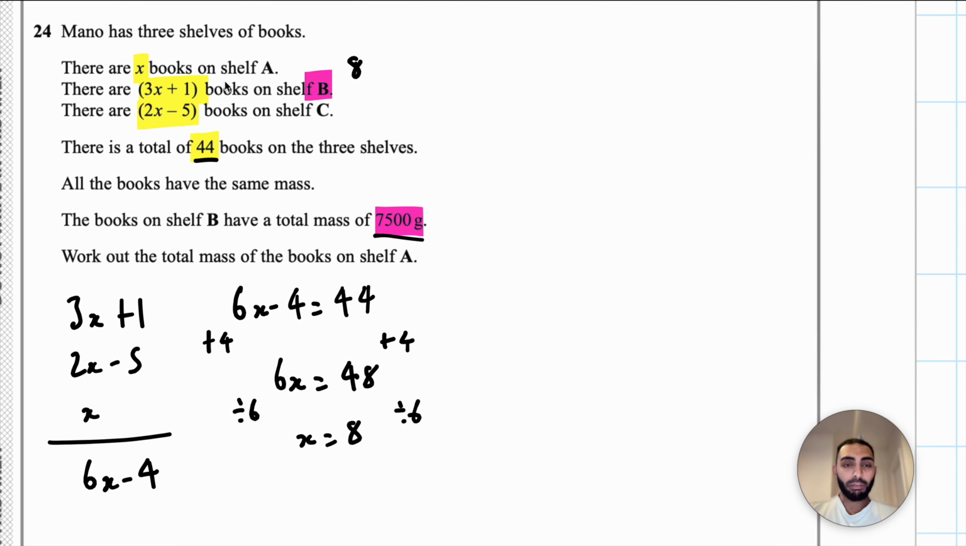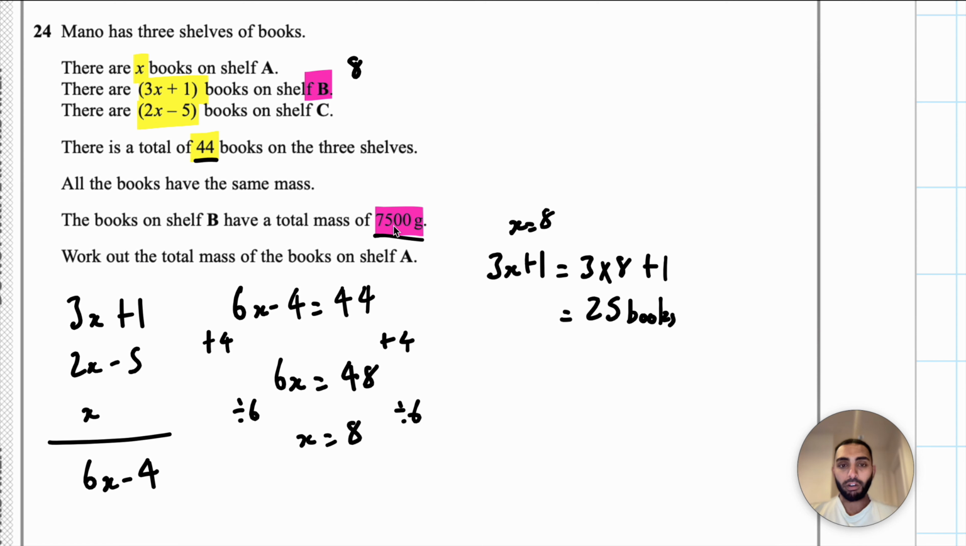So I need to find out the amount of books that I have on shelf B, find out the weight of each book. So if we have 3x plus 1 books, and x is equal to 8, which we just found, if I substitute 8 into here, 3 times 8 plus 1, 3 times 8 is 24, and 24 add 1 is 25.